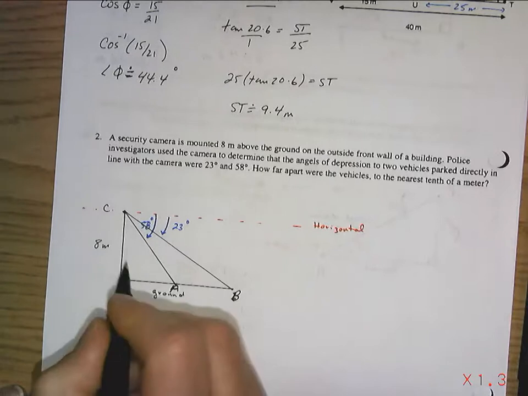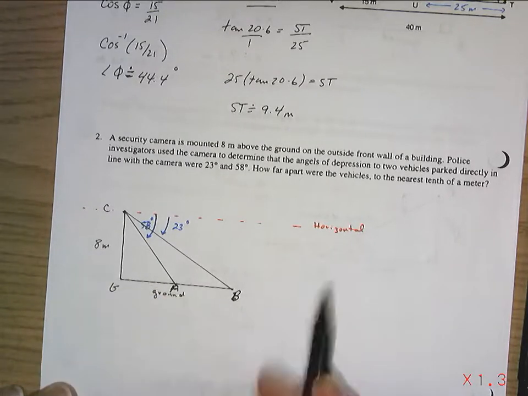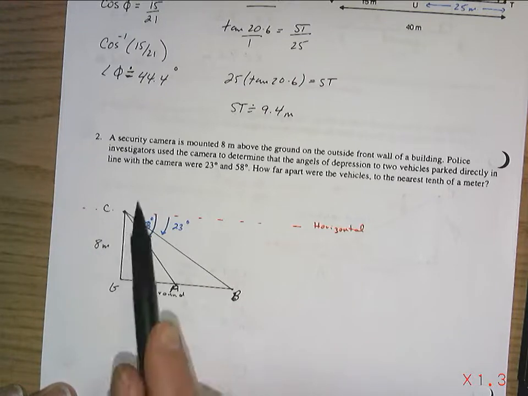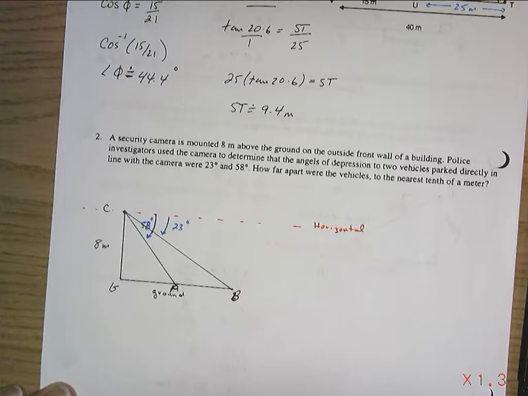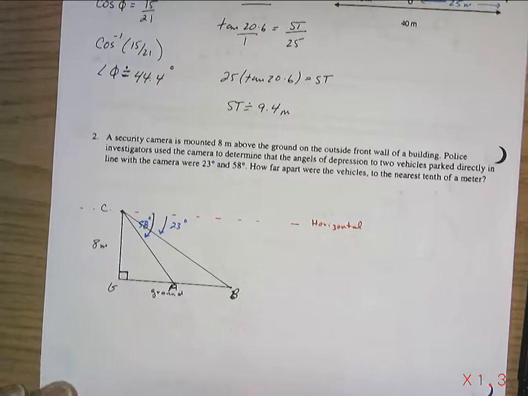Well, what we also know is I need something to call this, so I'll just call it G for ground. So I have two triangles now. I have CGA, I have CGB, and in fact there's a third triangle, CAB, but it's not a right triangle. And for today, or at least this lesson, we're not dealing with non-right triangles. We do notice that we have an assumption here that we're making this a 90-degree angle.